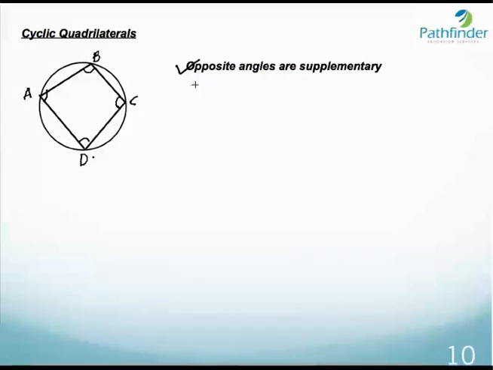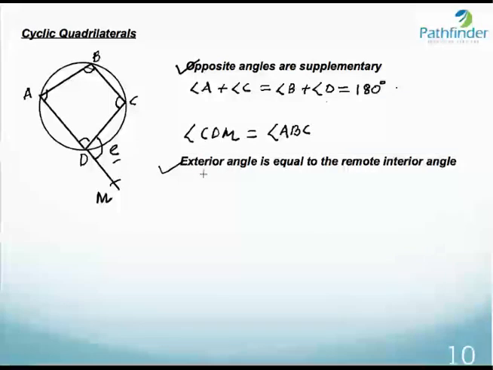So let us write that down here. So angle A plus angle C is equal to angle B plus angle D, and both of them are equal to 180 degrees. Similarly, it also means that if we have an exterior angle to the cyclic quadrilateral, for example, here we have an exterior angle E. This exterior angle must be equal to the remote interior angle. So we can write exterior angle is equal to the remote interior angle.